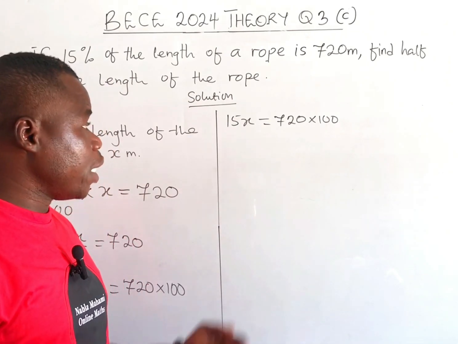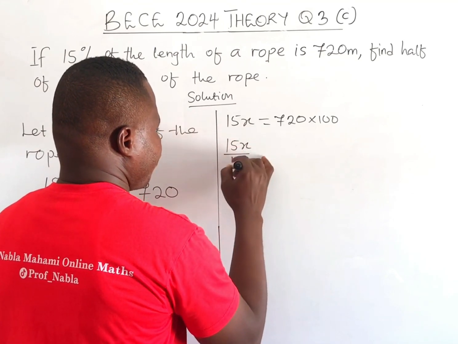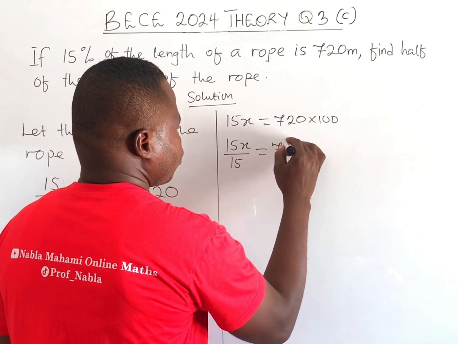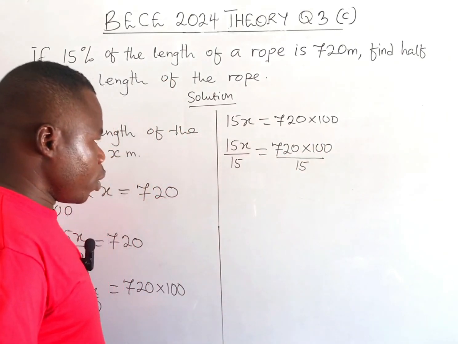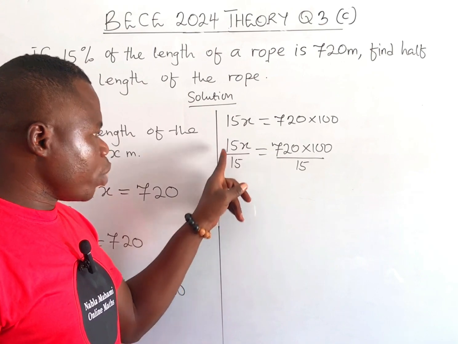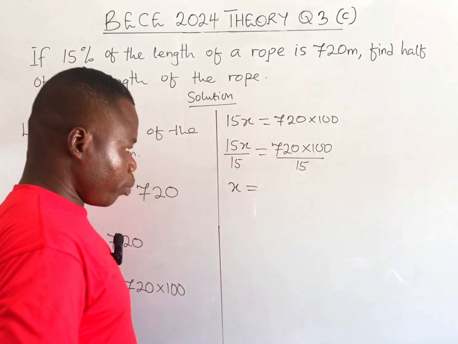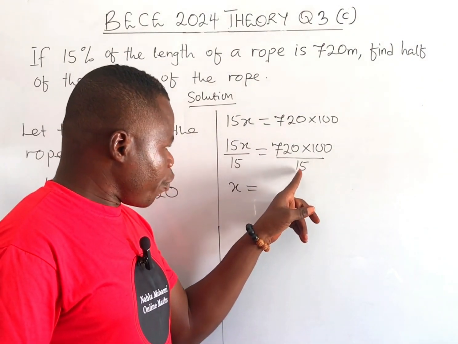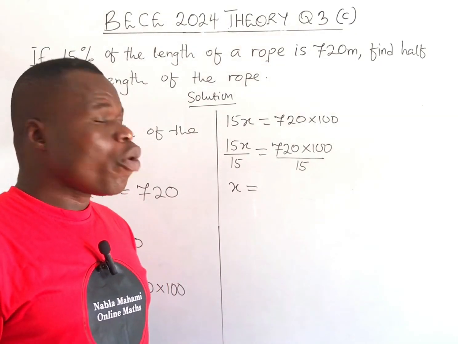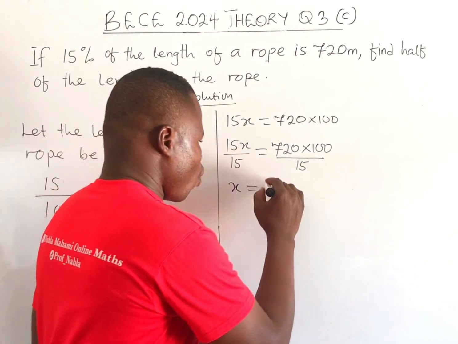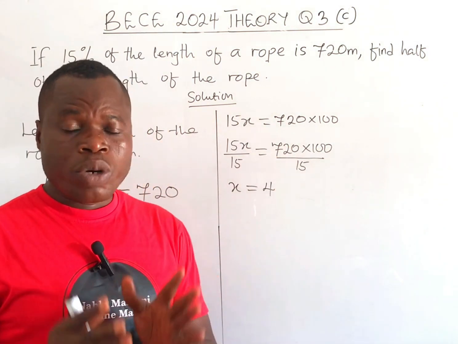I want x. I will divide both sides by 15. So 15x over 15 is equal to 720 times 100 all over 15. You can see that 15 will take away 15. I'll have x, which is equal to, 15 into 72. Let's take the first two digits. 15 into 72 will be 4 times. 4 times 15 is 60. But we have 72 here, so it will leave 12.